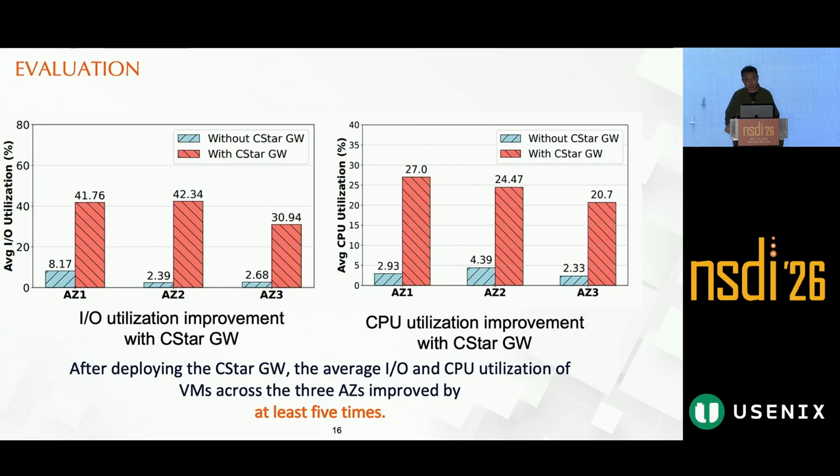A single VM can now carry more traffic than before, leading to increased CPU and I/O utilization. As can be seen, when CStar Gateway was not in use, the average CPU and I/O utilization of NF VMs were both less than 10%. After deploying CStar Gateway, CPU and I/O utilization of VMs in all 3 zones increased by at least 5 times.